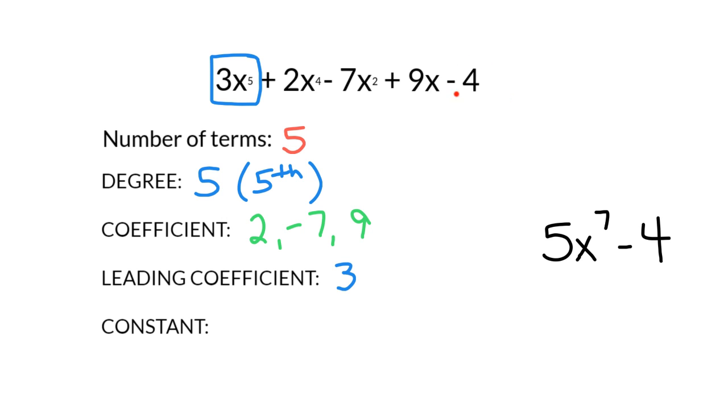What about this -4? Well, that is our constant. And it's our constant because it doesn't have a variable at all. So it's a constant. It doesn't change. Variables change things. That's why we call them variables, because they vary. Okay, so our constant is -4. So if we look at this again, once it's in standard form, leading coefficient is 3. This exponent here is our degree, it's 5th degree. We've got 1, 2, 3, 4, 5 terms. The other coefficients are 2, -7, and 9, and our constant is -4.